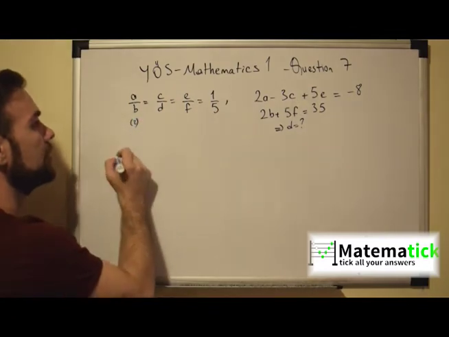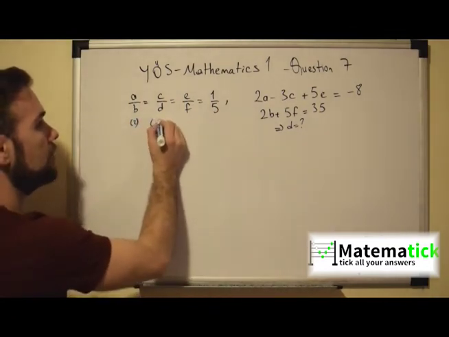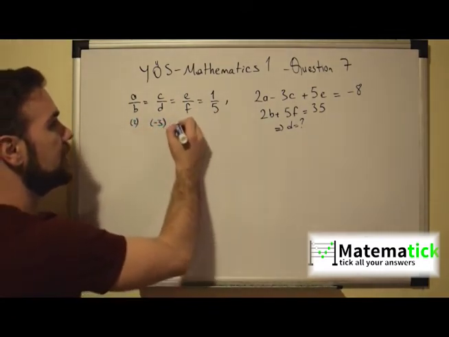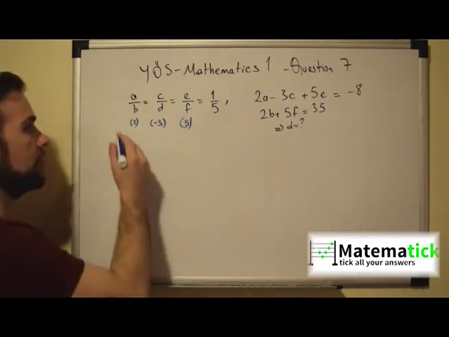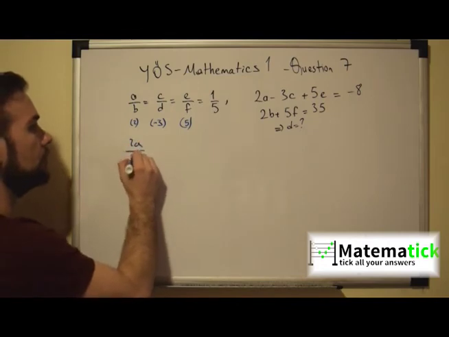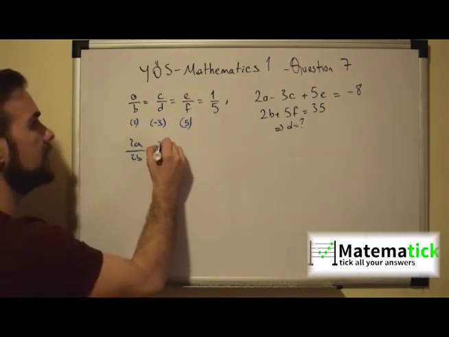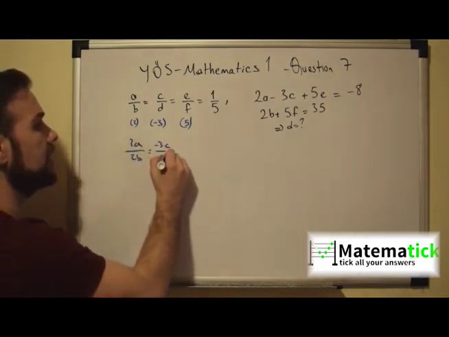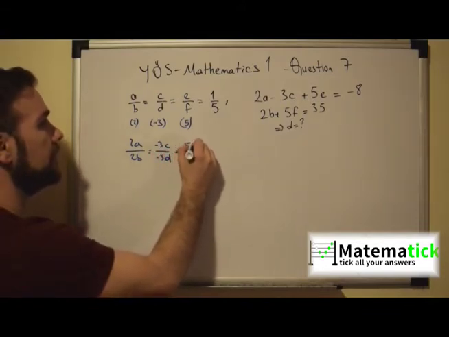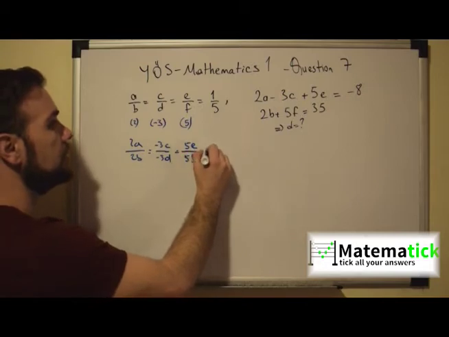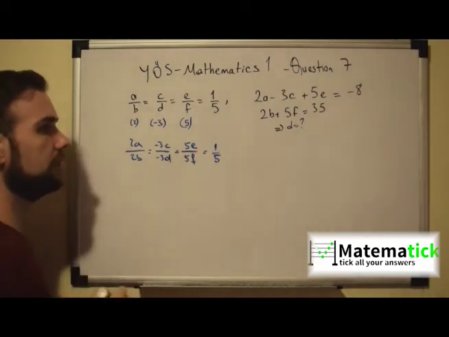So here I will multiply this fraction by 2, I will multiply this fraction by minus 3, and I will multiply this fraction by 5. So let's do that. We have 2a over 2b which is equal to minus 3c over minus 3d which is equal to 5e over 5f which is equal to 1 over 5.